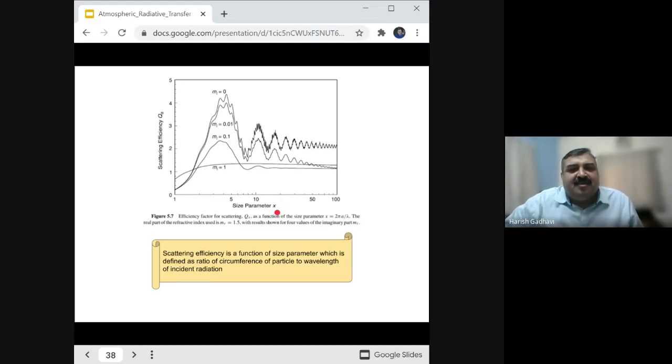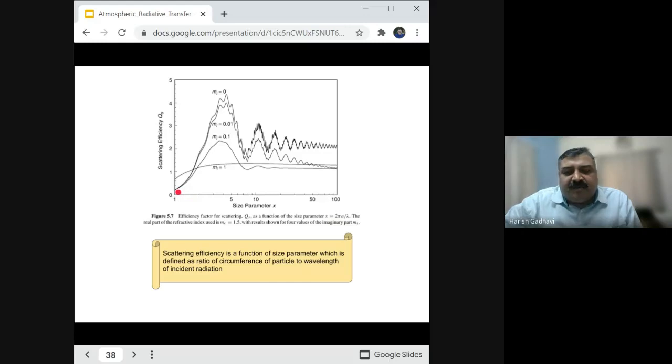Similarly, for example, radio waves will not be affected by the air molecules, but they will be affected by some radiation blow into the ionosphere that is the size of 1 meter. So the size parameter is an important factor. It's the ratio of the circumference divided by the wavelength. That is what it depends on.